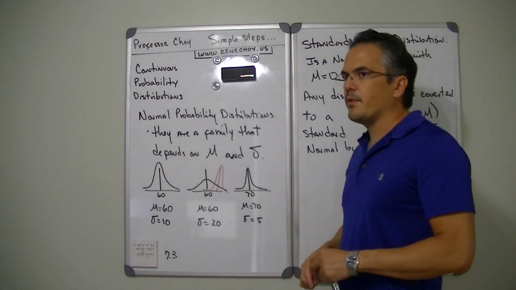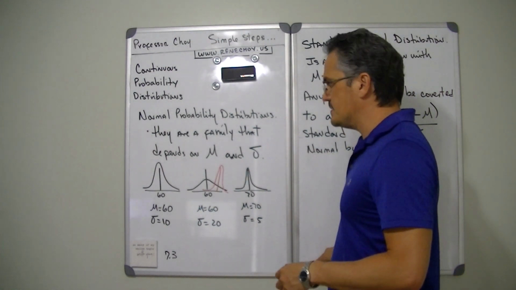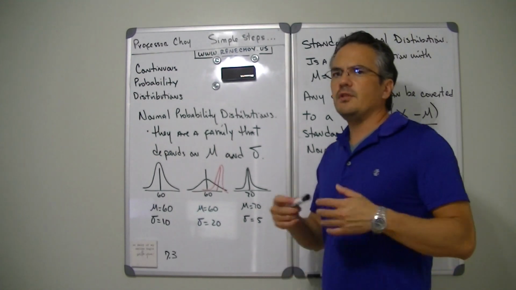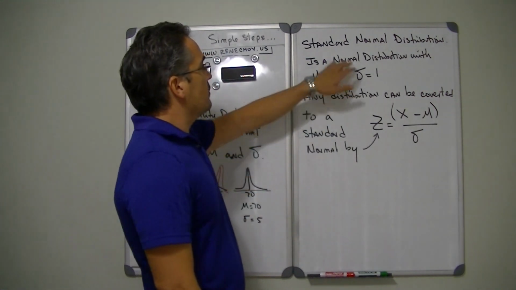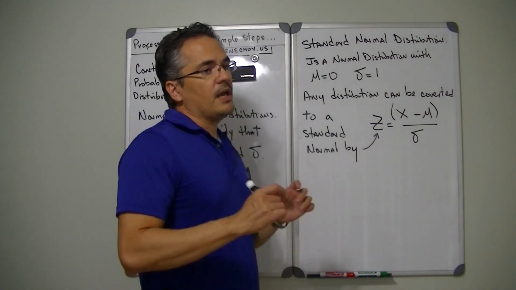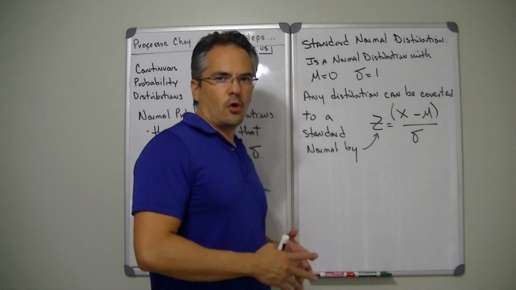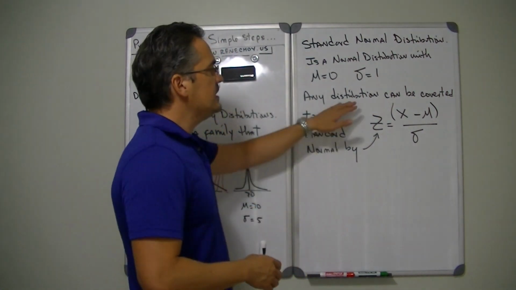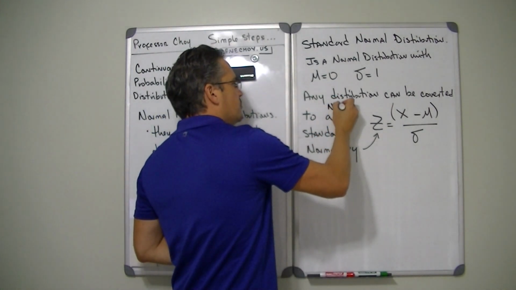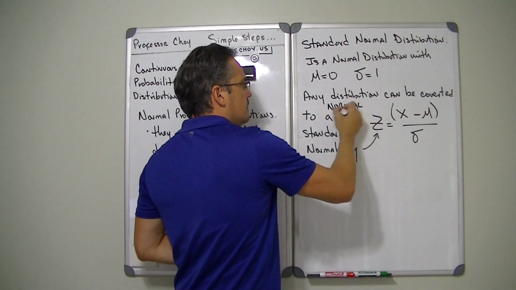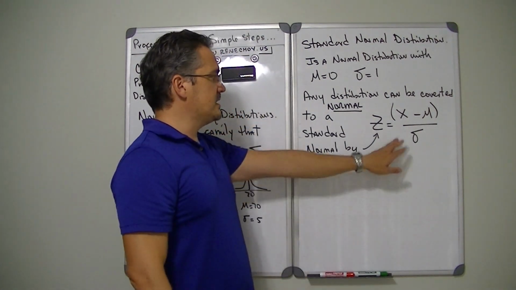So in order to find probabilities on all these different distributions that comprise what a normal distribution is, we need to be able to standardize it. And when we do that, we have to follow this formula. So you can turn any normal distribution into what we call a standard normal distribution. Any distribution can be converted. So any normal distribution can be converted into a standard normal distribution by using this particular formula here.